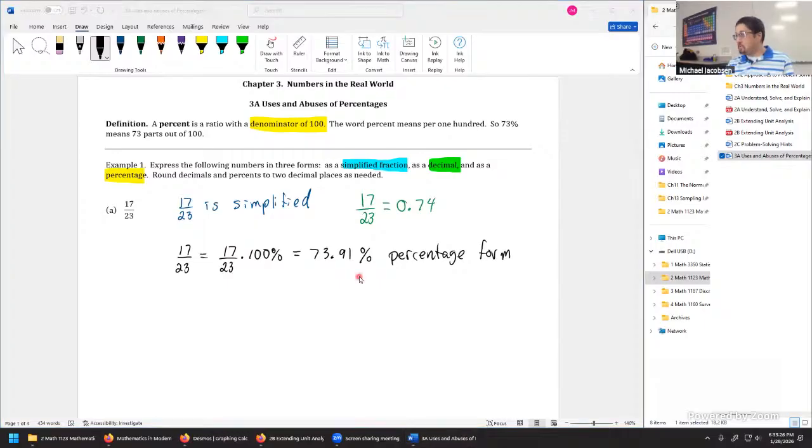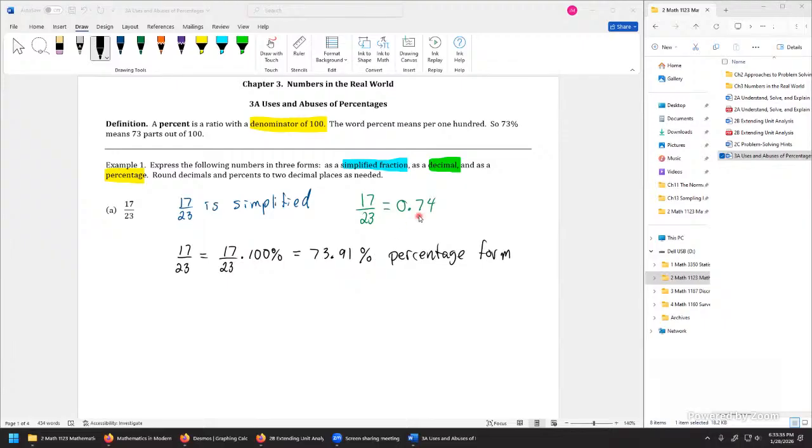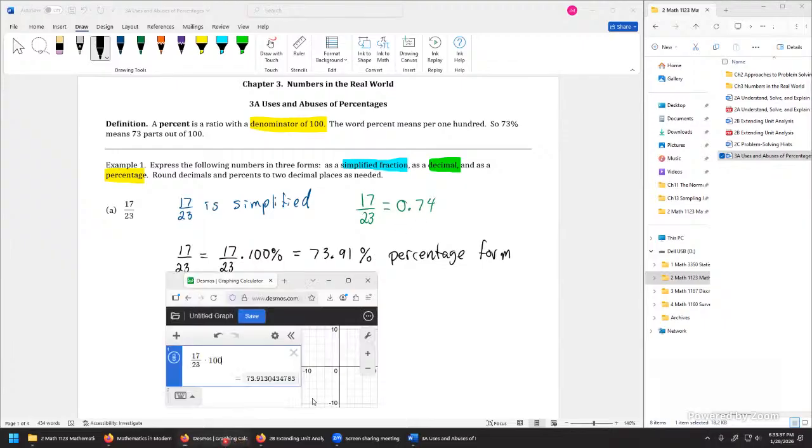So any questions at all, folks? Getting the percent out of this one? I have a question. If you were to take the decimal form, so 0.74, and then just multiply that times 100%, you would get 74%. Would that also be a correct answer, or do we have to take it from the fraction form?